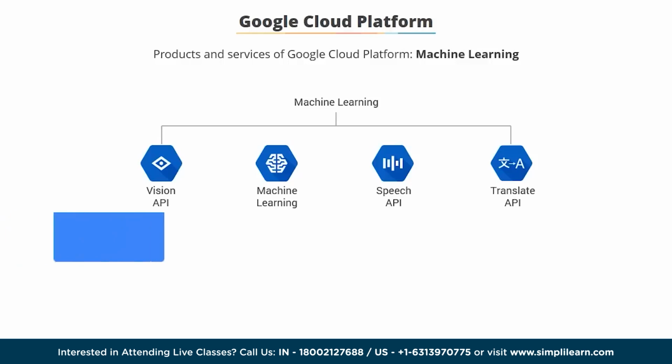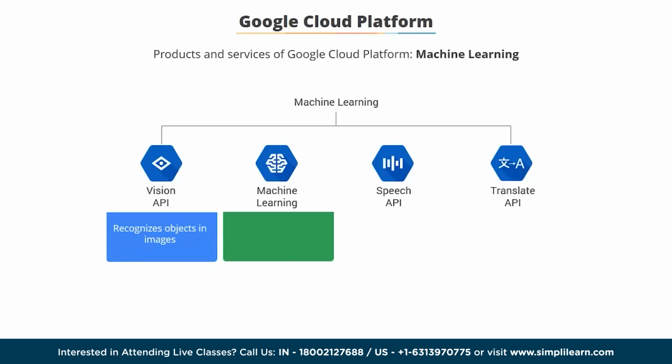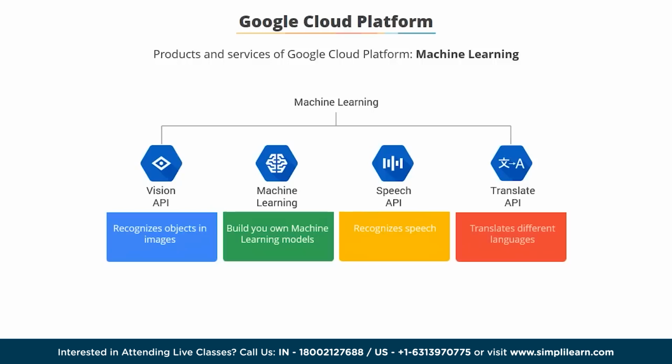They have a vision API that can recognize things in a picture. It can tell if your pet is a cat or a dog, which is pretty interesting. There's general machine learning, so you can build your own models. They designed a speech model so that it can recognize speech. And there's another model for translation between languages. So you can build your own models, or you can take some of these existing ones and incorporate them in your application.